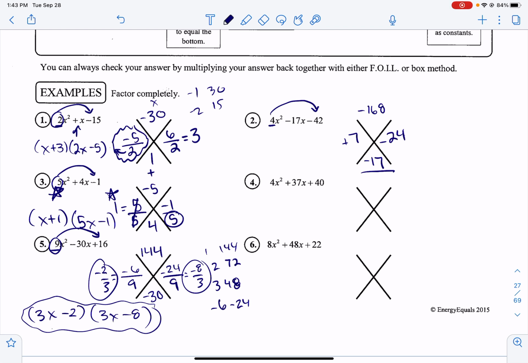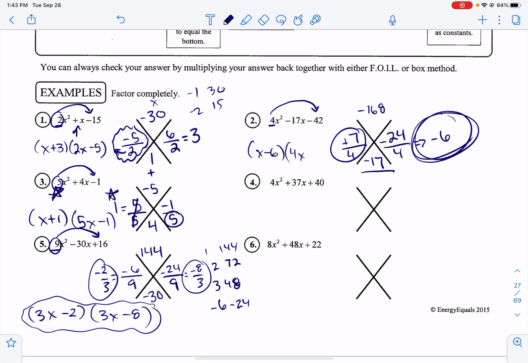And we cheated. We multiplied by 4. So now I have to divide that 4 away since I cheated. 7 over 4, this left side right here doesn't simplify. But the right side, that simplifies to be negative 6. So my parentheses, I end up with an x minus 6 from over here. And my 4 moves to the front, x, and the plus 7 goes after the x.